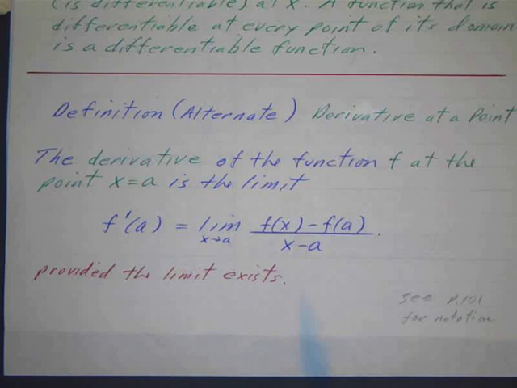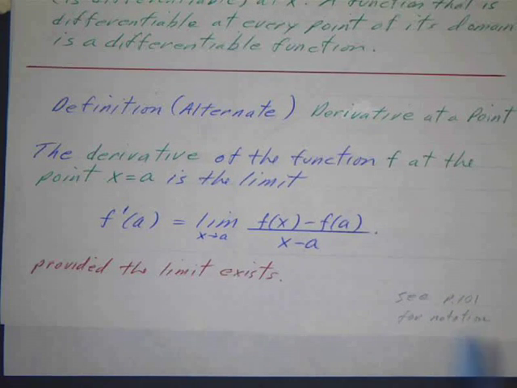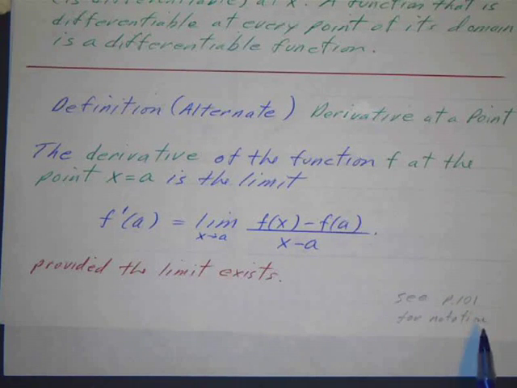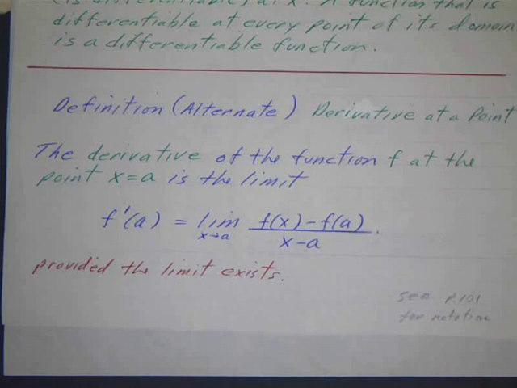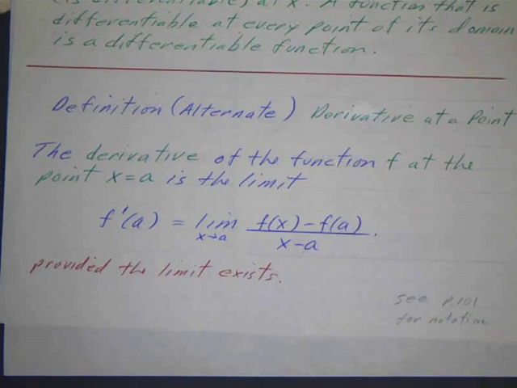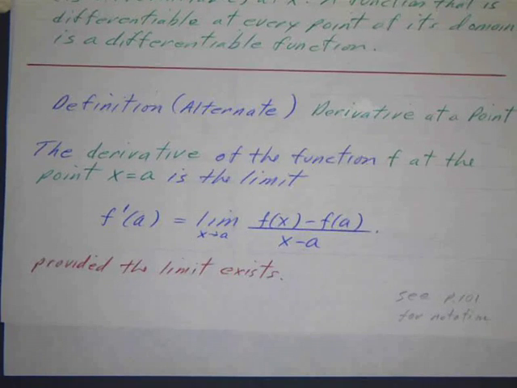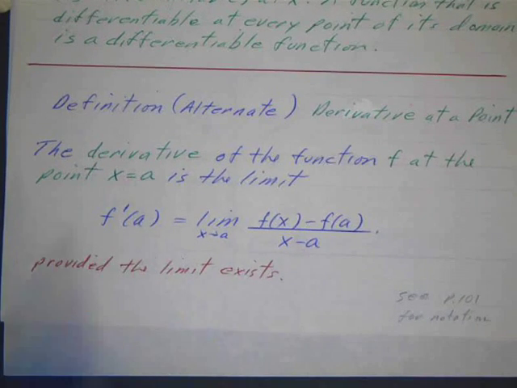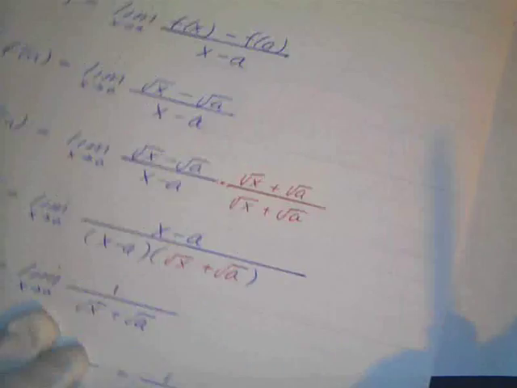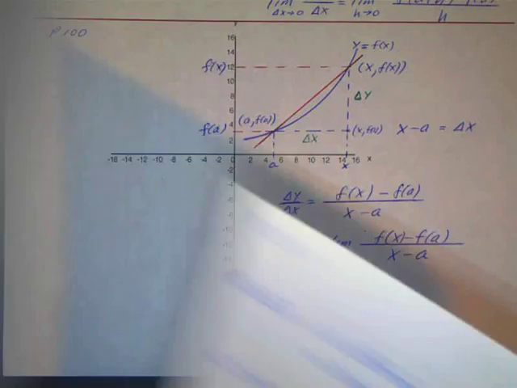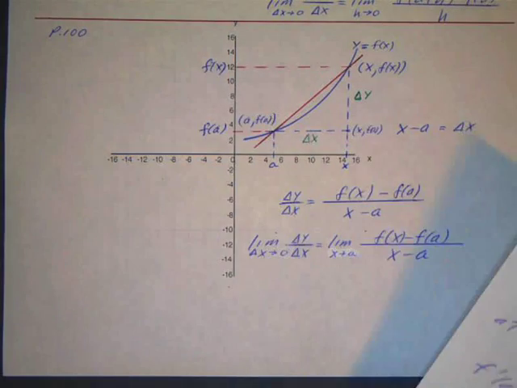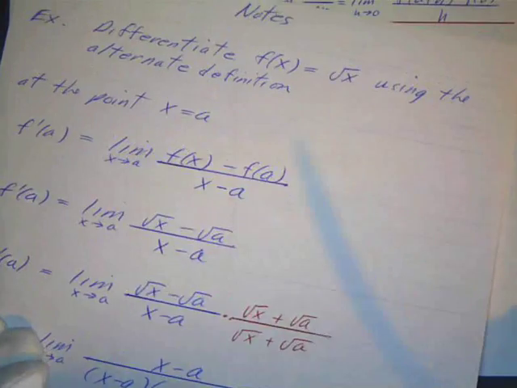Before we do that, I just want to remind you to take a look at page 101, which talks about notation. Right up at the top of 101, there's a little paragraph that discusses different notation for derivatives, and it's pretty clear. Our book is pretty well written, so that makes a lot of sense. Okay, so let's take a look at an example of how we can use the alternate definition. And here we go.